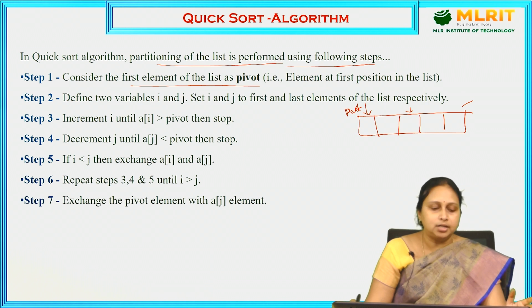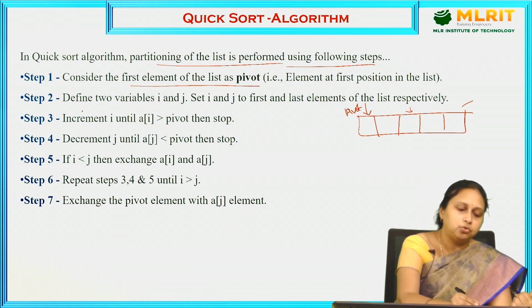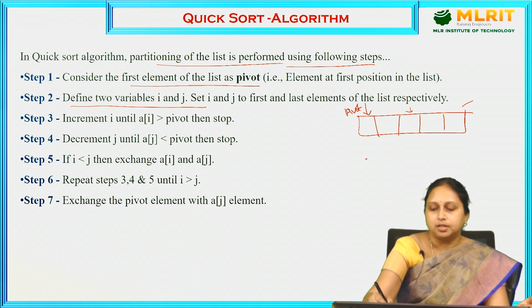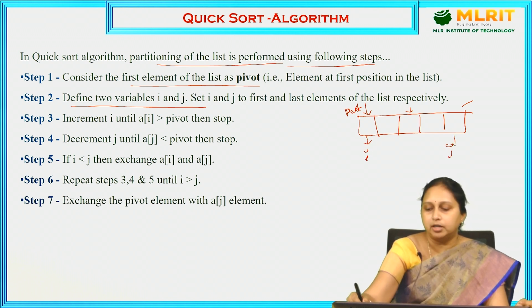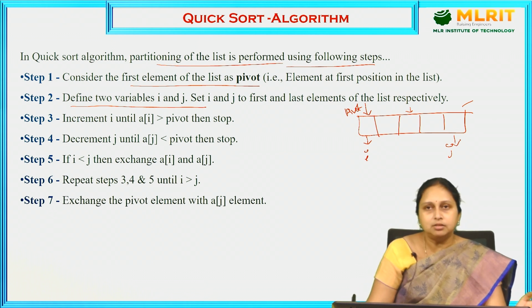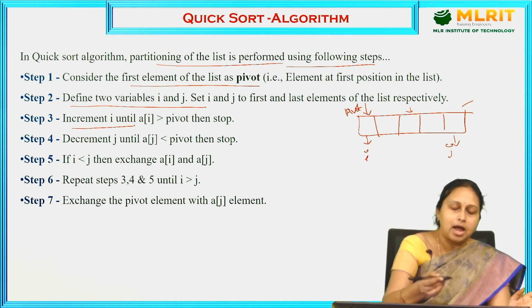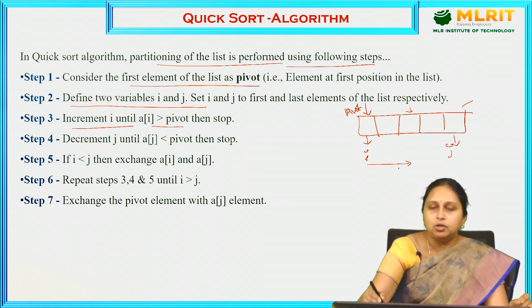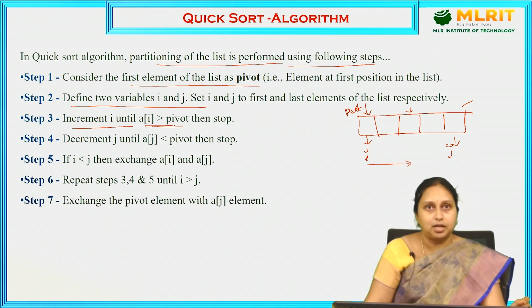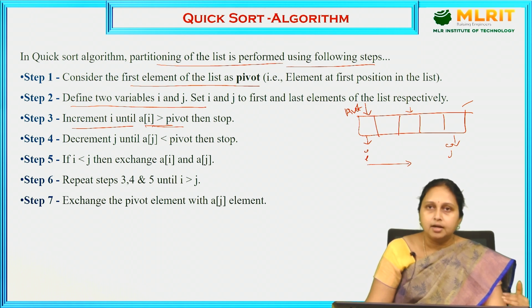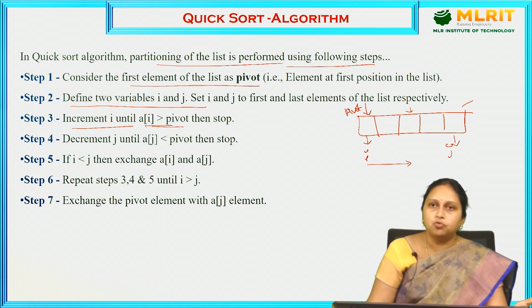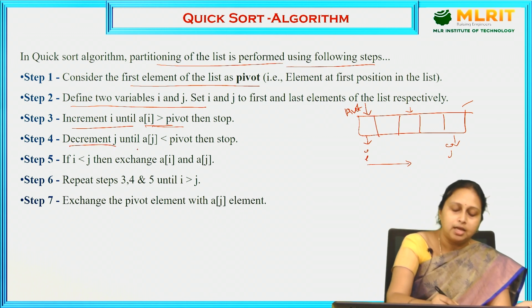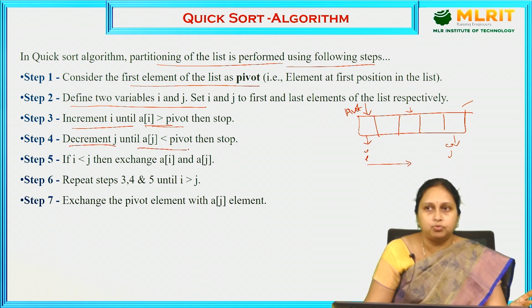Now, what is the next step? Define two variables i and j, where i points to the first and j points to the last of the elements in the list. Next, increment i until a[i] is greater than pivot. We increment the i value until this condition is met, that is, a[i] greater than pivot, and there we stop. After stopping i, we go for the j value: decrement j until a[j] is less than pivot.